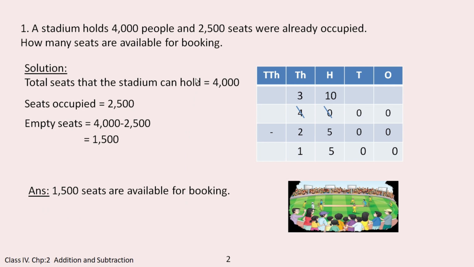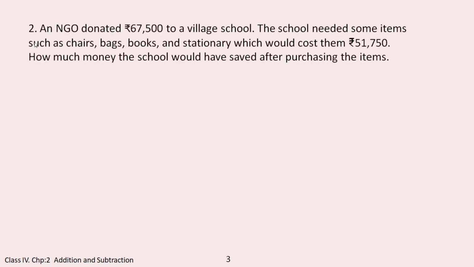I want you to solve the word problem in a particular pattern, that is solution, then your statements, and on the right hand side you have the place value chart, and at last I want you to have an answer statement. Clear? Moving to the second question.